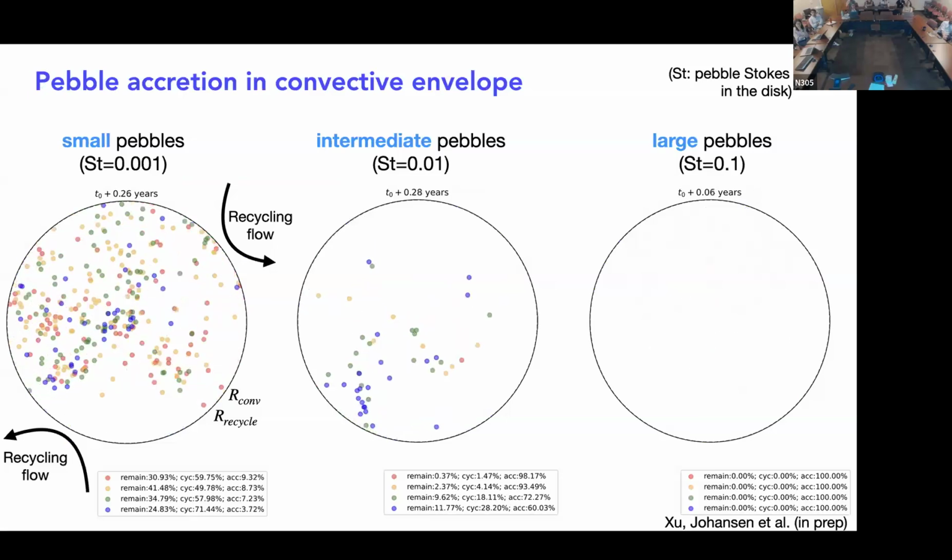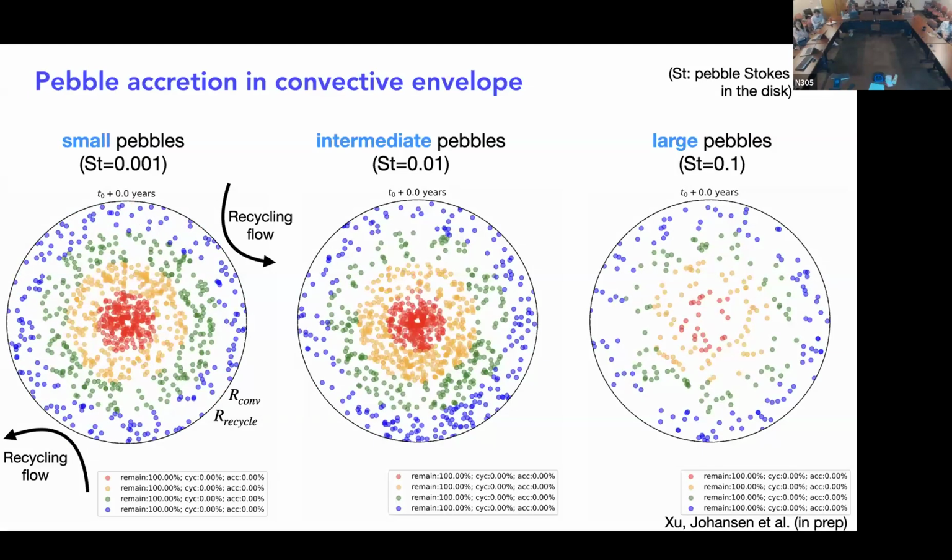So actually I want to explain. What we're doing is that we have small, intermediate, and large pebbles, different sizes, in the simulation, initially distributed like this. The colors are basically their initial locations. We just want to see where the pebbles will end up. They can either drift toward the center and get accreted, or they can drift out and get removed by the recycling flow.